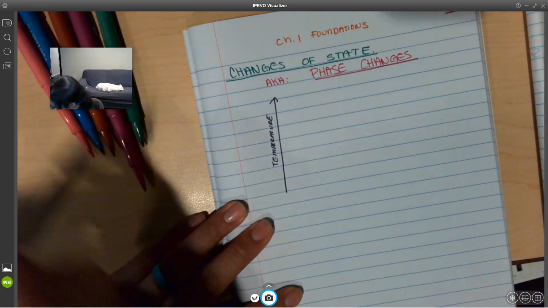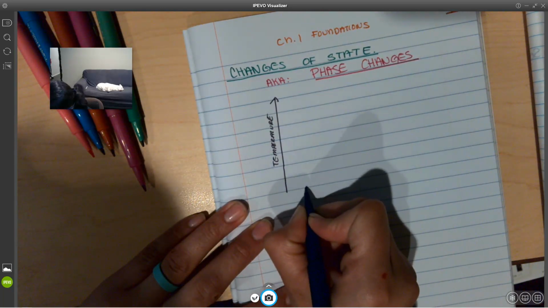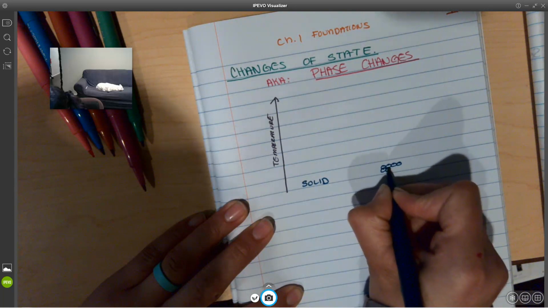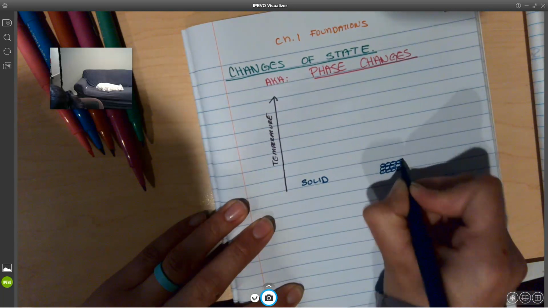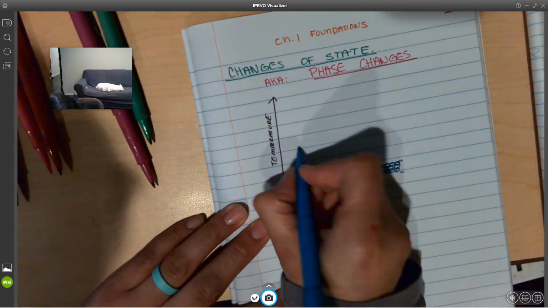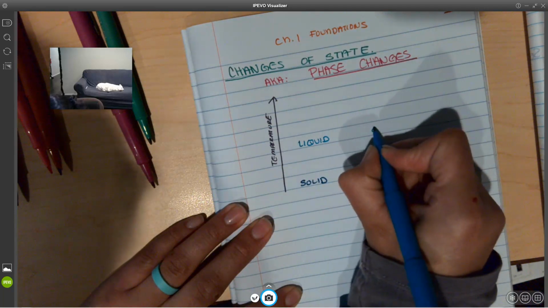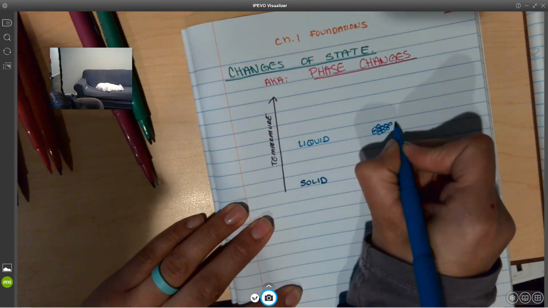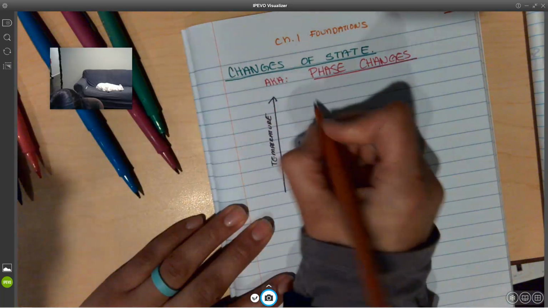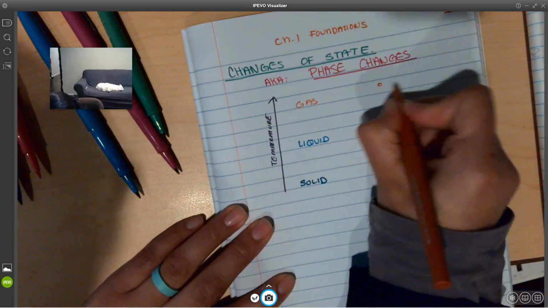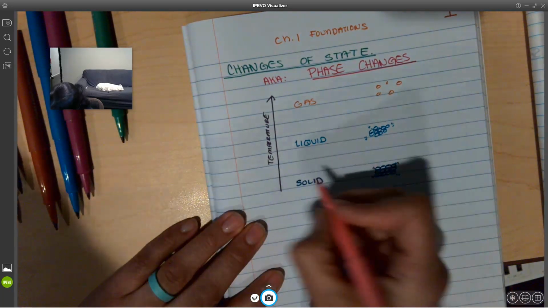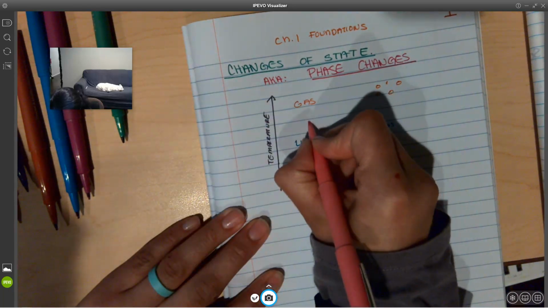Okay, so at the bottom, I'm going to show a solid. So I'm going to write solid. Okay, and I'm just going to have a little solid block here. And if we remember, they are slightly vibrating. On the top, I'm going to have a liquid. Molecules are moving about. They're moving a lot more. And on the top, I'm going to have a gas. And molecules are kind of floating around and whatnot. All right. Now I know that I can go from a solid to a liquid to a gas.